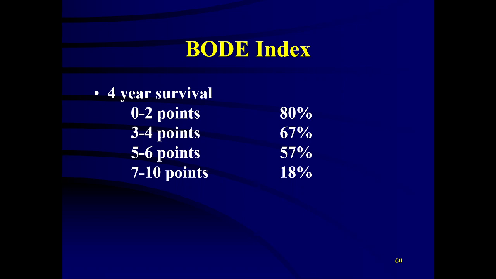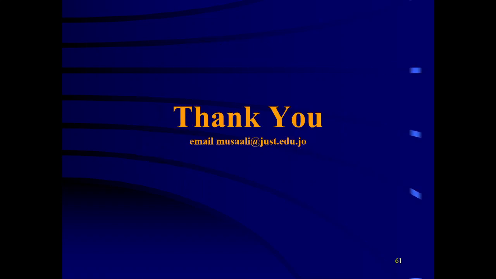Here you can see the 4-year survival. If they have 0 to 2 points on the BODE index, 80% will be alive. If they have 3 to 4 points, 67% will be alive. If 5 to 6, 57% alive. Between 7 and 10, only 18% will be alive after 4 years.